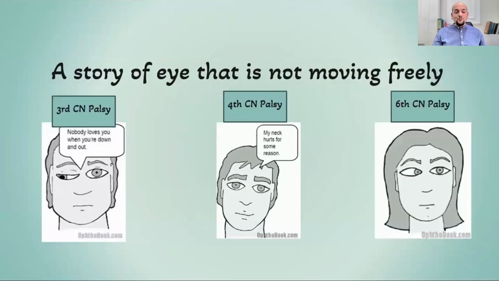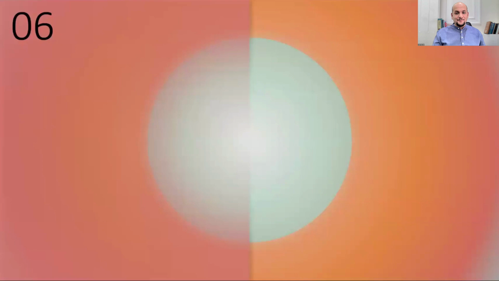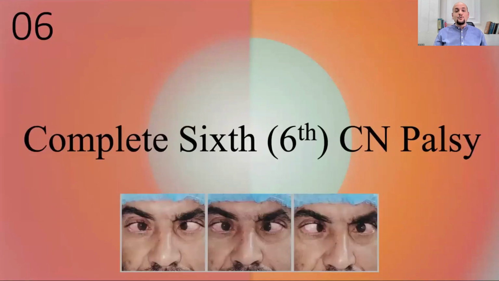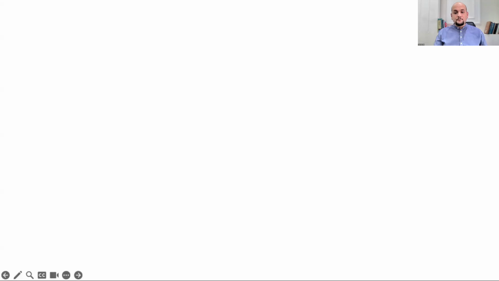Now moving to a story of an eye that is not moving freely. We will speak about paralytic strabismus, starting with a patient with complete 6th nerve palsy in both eyes. You can see here the patient has esotropia in both eyes, limitation of abduction, and the eyes are not even reaching the midline.